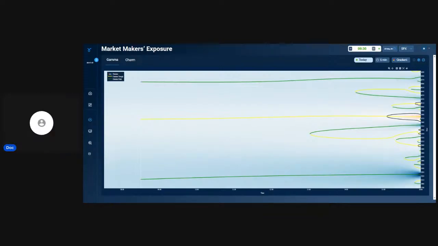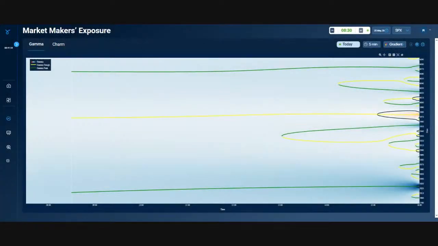Let's see if we can. No, that's not what I wanted to do. I wanted to make it. There we go. Okay, that way we can kind of see what's going on a little better. Making it larger for me too. Okay, so right now I'm just looking where we are. It looks like SPX is somewhere right near 59.50.